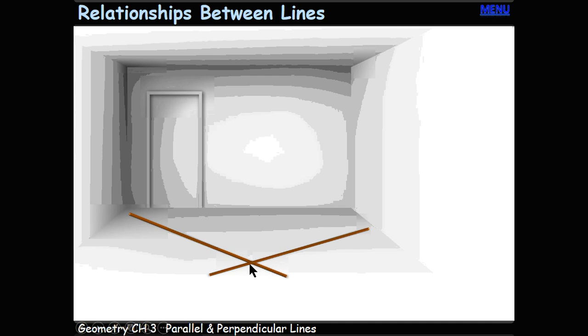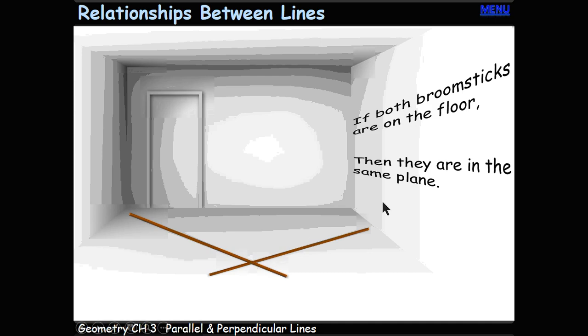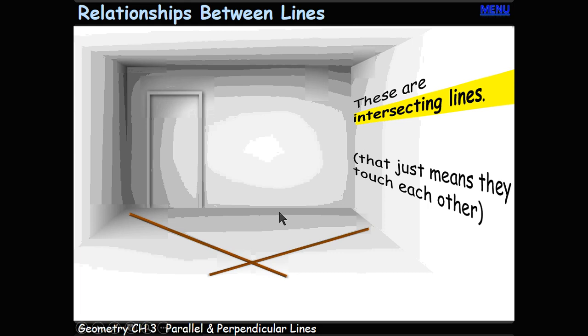Here are two lines on the floor. They're touching right here. They are in the same plane, they're on the same surface. If they are touching, we call them intersecting. We use the word intersecting instead of touching in geometry just because touching sounds a little weird. So these are intersecting lines. That just means that they touch.